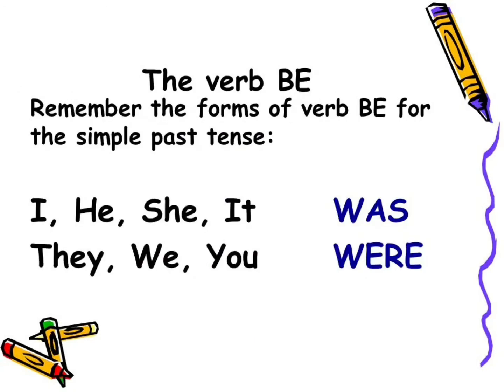The verb be. Remember the form of verb be for the simple past tense. I, he, she, it use was. They, we, and you use were.